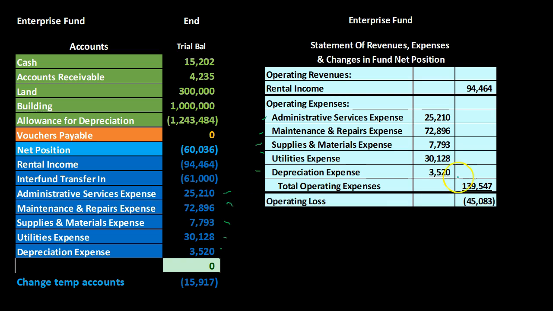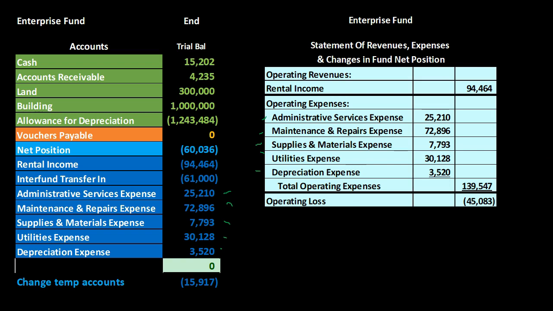Then we'll subtract these out. We got the 94,464 minus the 139,547. That gives us the 45,083. That's going to be the operating loss. Now, of course, we have a loss here because the rental income is less than the operating expenses. Now, you might say, well, we had a gain before. Why? Because we haven't included the transfer in from the general fund yet.